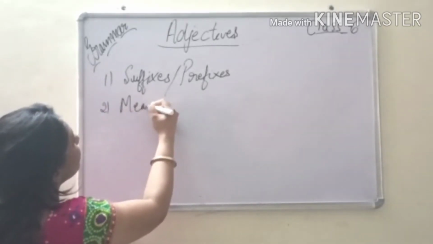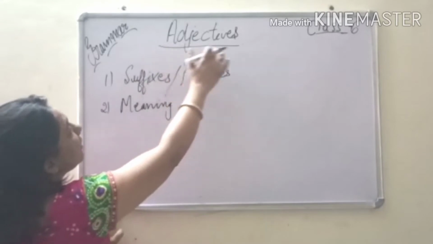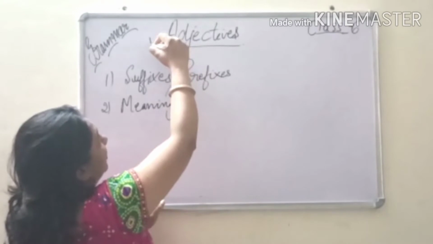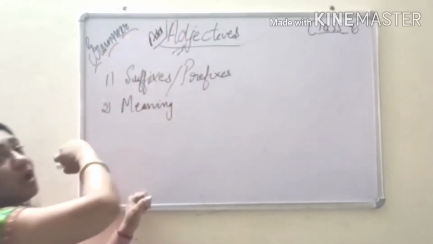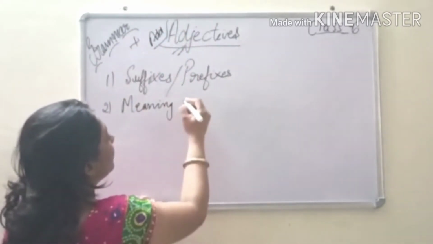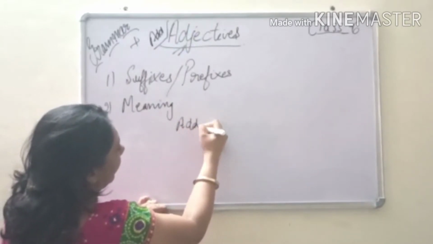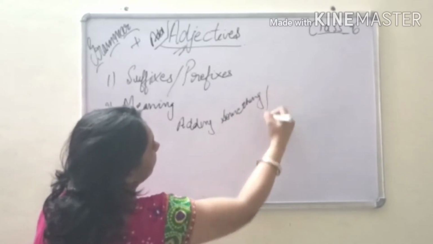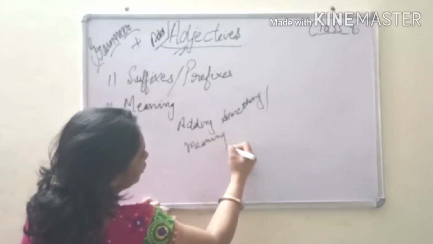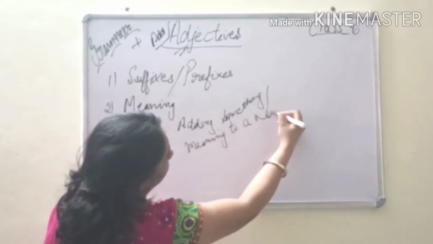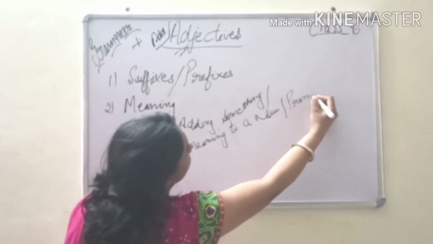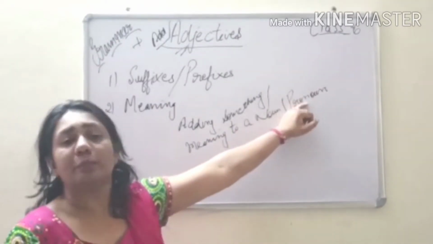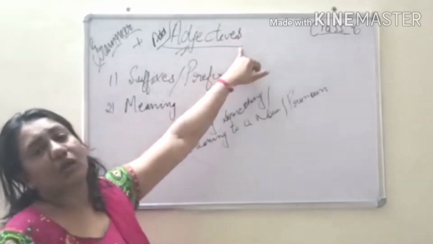We also discussed yesterday the meaning of adjectives. What is an adjective? Adjective, as the name suggests, means to add on. Add what? It means adding something or meaning to a noun or a pronoun. When you add to the meaning of a noun or a pronoun, when you qualify a noun or a pronoun, then that is called an adjective.